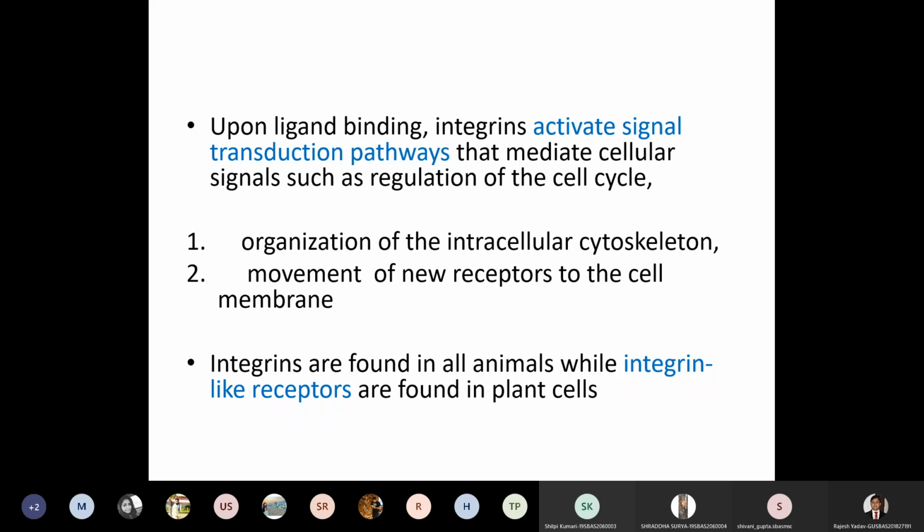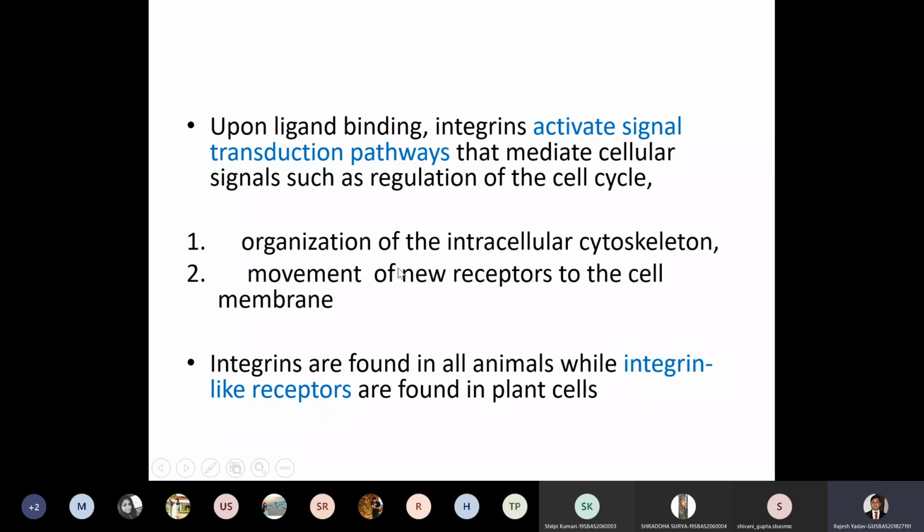Transduction is changing a signal from one form to another. Suppose a hormone binds to a receptor. The hormone is a chemical, and when it binds with the receptor, the receptor gives the information to the internal cell. It is activated and gives some kind of signal, releasing cytokines or another molecule, and gives the signal to the inside of the cell. So that is energy transforming from one form to another, either mechanical to chemical, chemical to mechanical, or mechanical to heat. That is transduction.